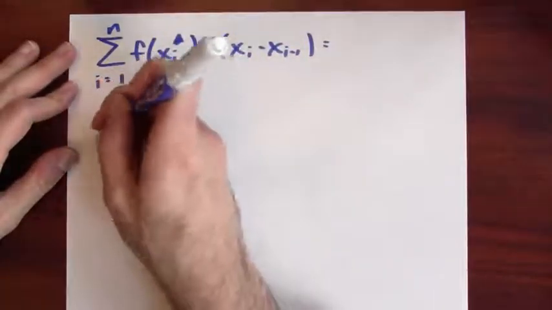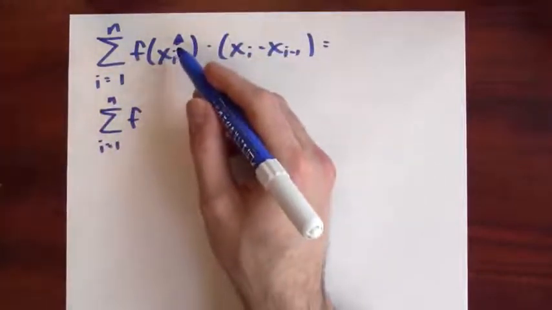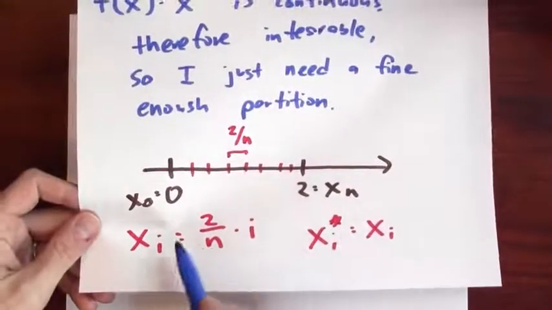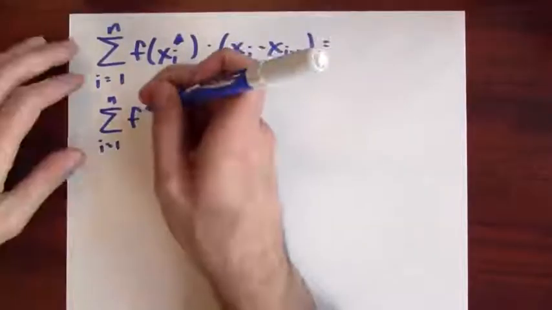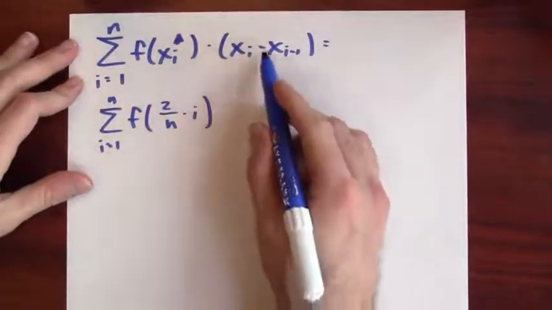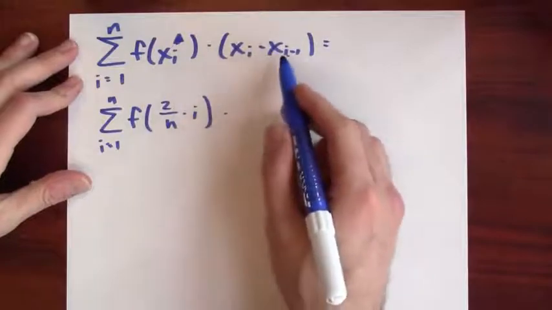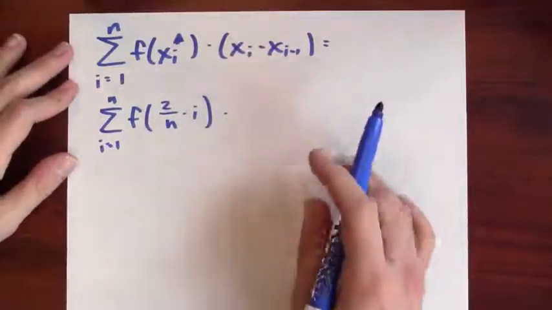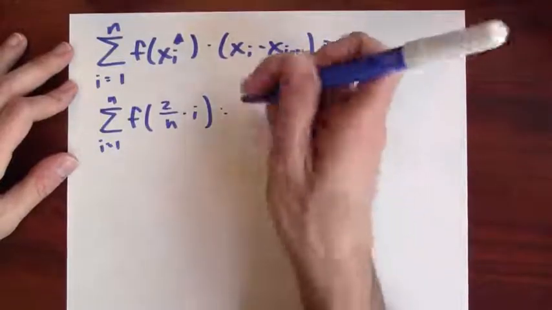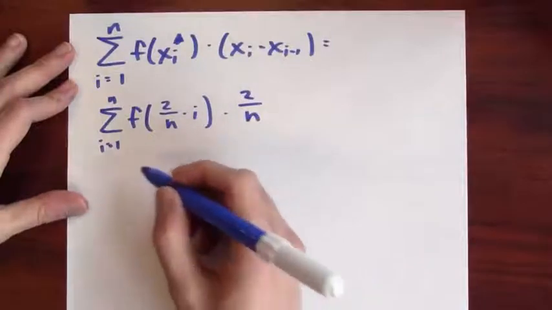Well, in this specific case, what do I have? x sub i star is the same thing. If I go back to this, x sub i star is the same thing as x sub i. So I can just plug in 2 over n times i. And x sub i minus x sub i minus 1, that's the width of the ith subinterval in my partition. But I rigged it so that all of the subintervals have the same equal width. They've all got width 2 over n. All right, so that's the sum that I want to calculate.